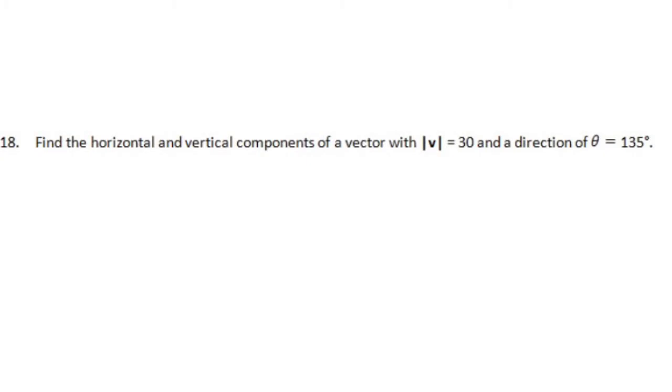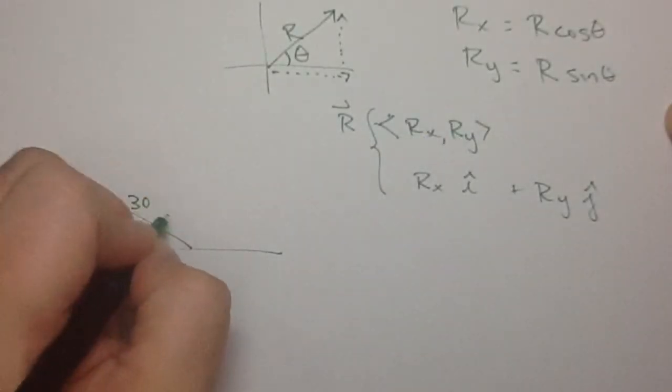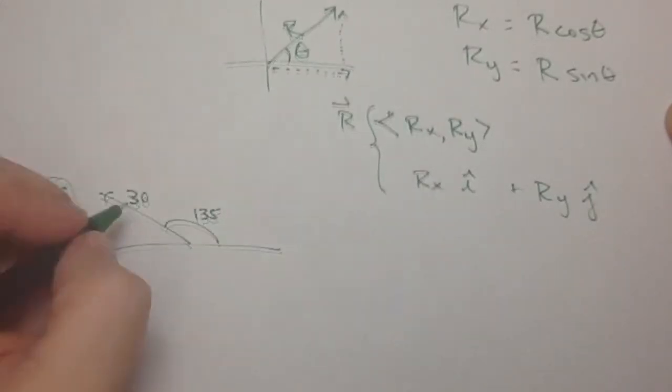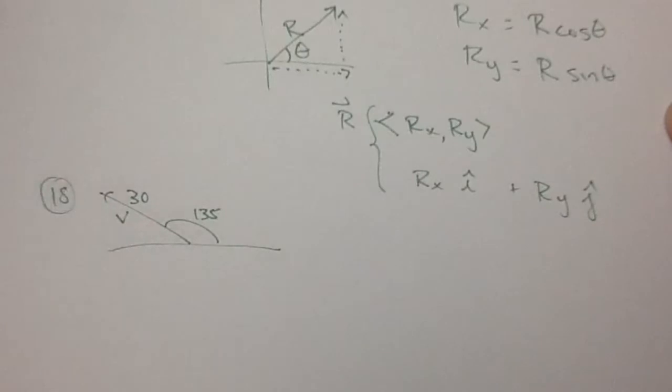So let's do problem 18 just as an example. We're given a vector whose length is 30 at an angle of 135. So this is a velocity vector, v, and we're asked to find the components.